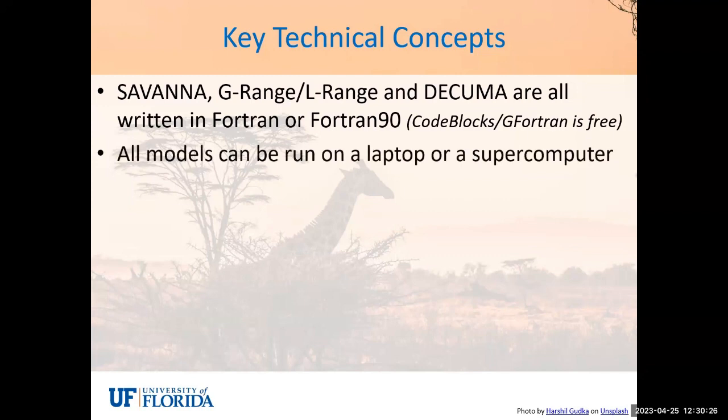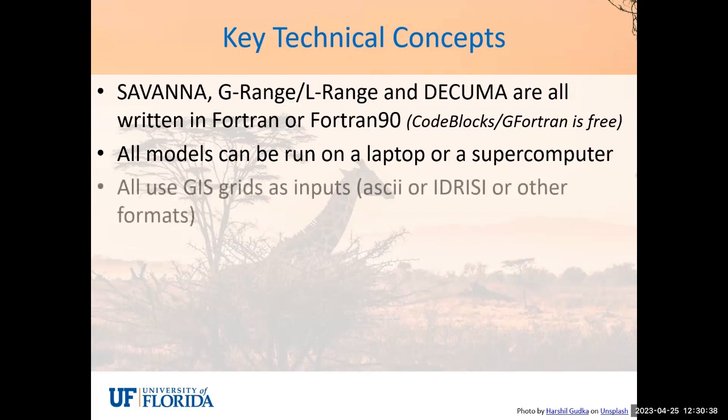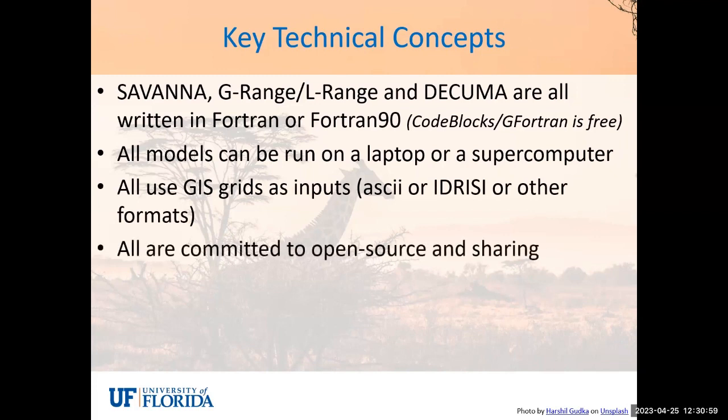What are the advantages? You can run on a laptop quite quickly. Even a large application can be run on your laptop, or if you want to port it to a supercomputer, we've done that as well. So the advantage of Fortran is that it runs quickly on lots of platforms. They all use GIS grids as inputs, mostly in ASCII or ADRISI or other formats you may be familiar with. A lot of us are already working with GIS or remote sensing grids, and these can form the inputs to your models. All are committed to open source and sharing. So yes, ask around. I'm setting myself up as a resource, but other folks like Randy are also available to answer questions.